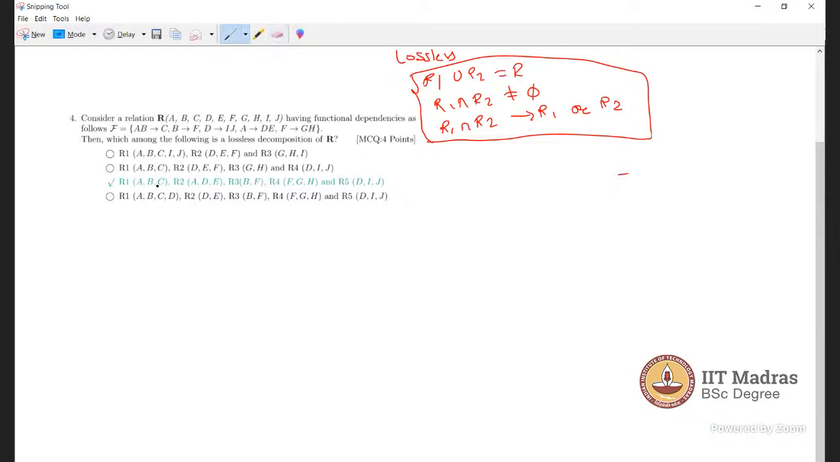So first we'll take one correct option and one wrong option. That will be better. So first let us take a correct option, which is R3. First you need to apply the condition on 2 relations. Let's say consider R1 and R2 here.